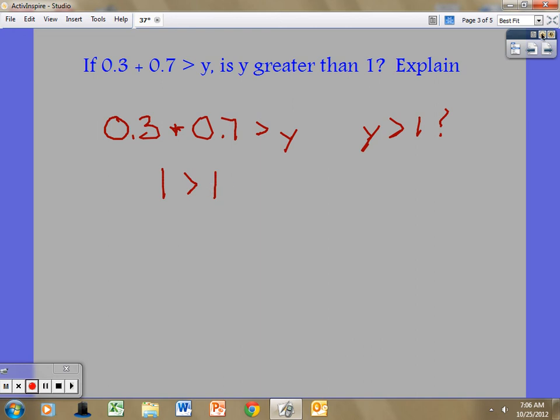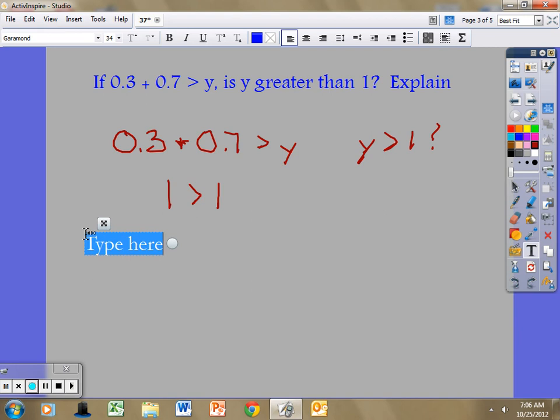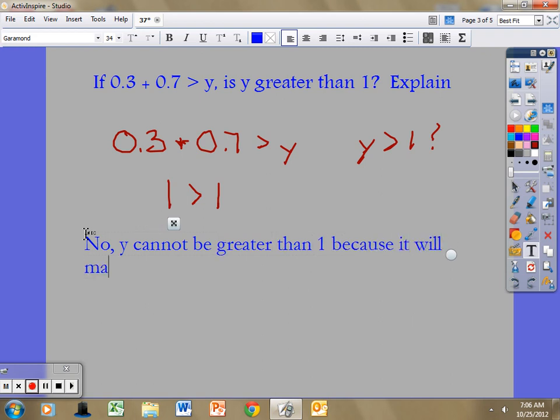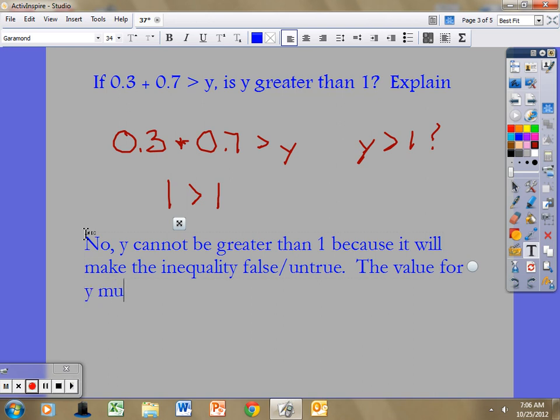No, can't be. So if I were to explain this, and I'll type since this is acting a little silly on me, I would say, no, y cannot be greater than 1 because it will make the inequality false, or I will put untrue. The value for y must be less than 1 to make the inequality true.